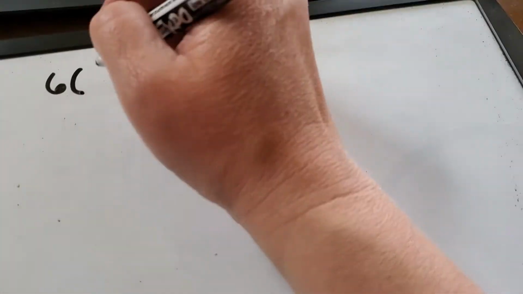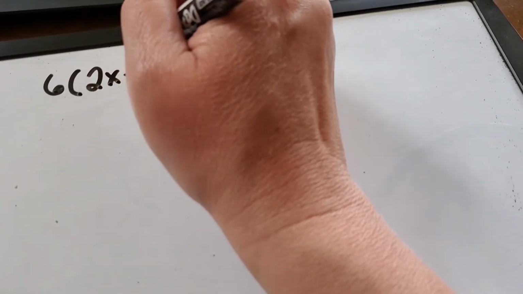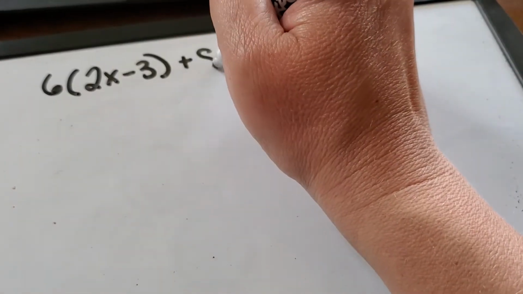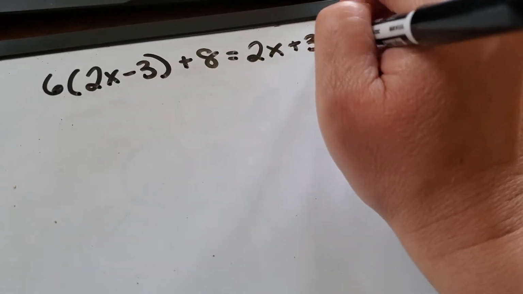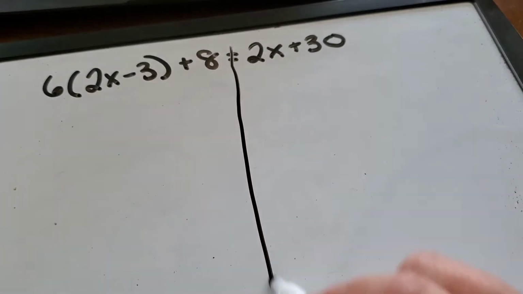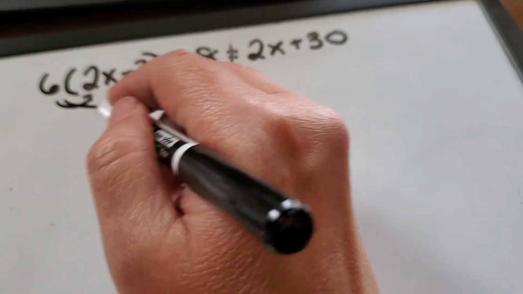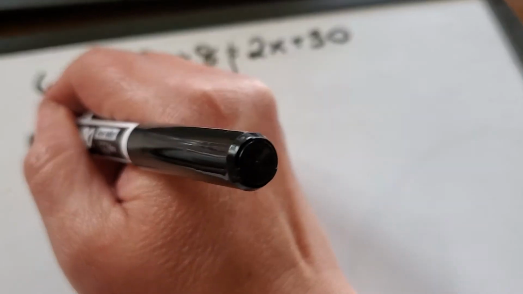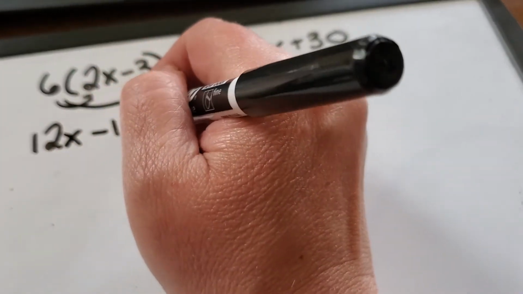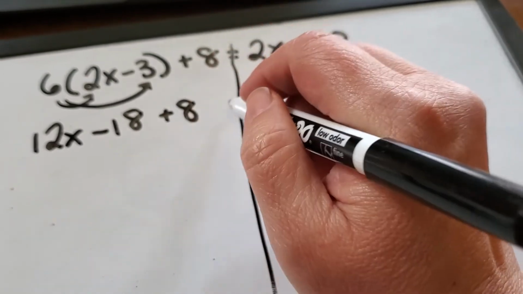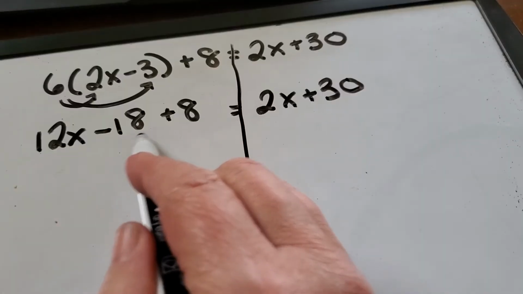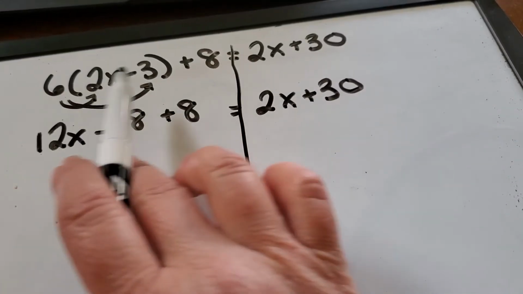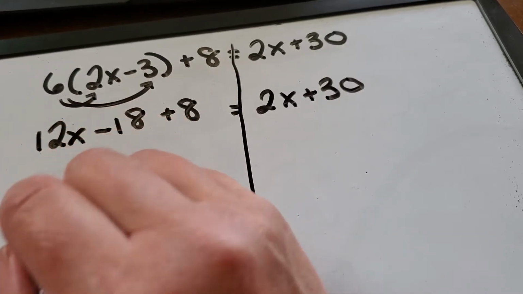the wrong answer. First equation is 6 times (2x minus 3) plus 8 equals 2x plus 30. Let me put my line at the equal sign. And I'm going to distribute that 6 first. So that's going to say 12x minus 18 plus 8 equals 2x plus 30. Then I'm going to combine like terms over here so I can get this side as simplified down as possible before I start moving things to both sides.